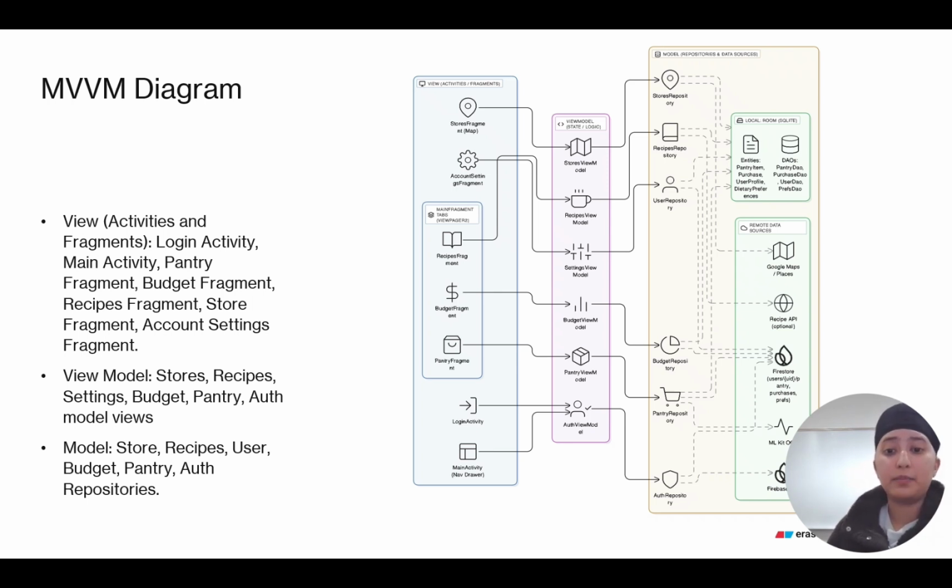The view model acts as a bridge between the UI and the data layer. It manages the app state, handles Firebase calls indirectly through repositories, and exposes clean data to the view, often as live data or state flow.